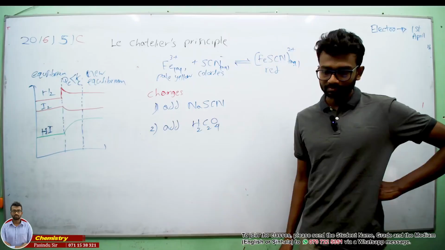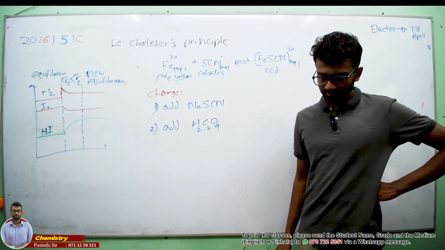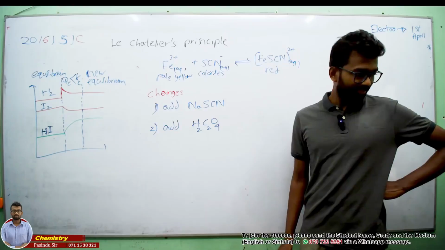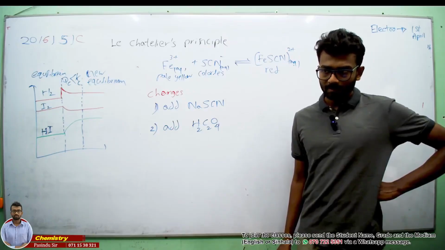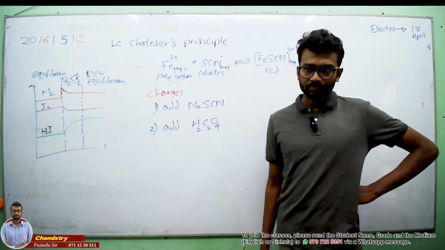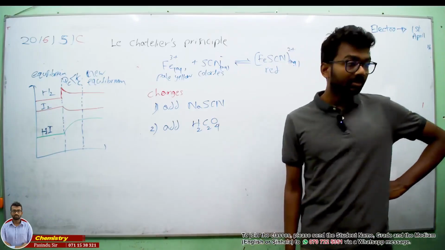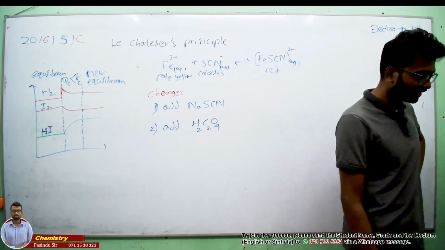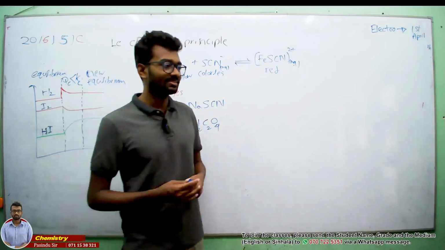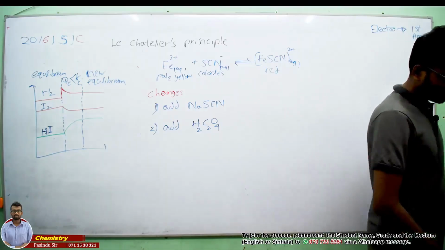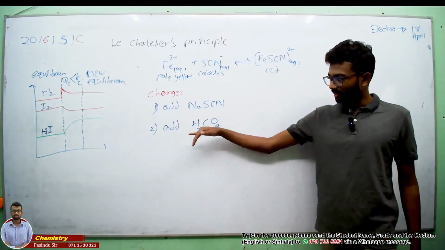Continue. According to Le Chatelier's principle, the system tries to reduce SCN minus. The forward reaction will increase. Due to that, the amount of Fe3+ reduces and FeSCN2+ increases. Exactly. That's the answer, right? That's the exact answer. Nothing happened beyond that. Okay, then what happened to the system when you add H2C2O4?